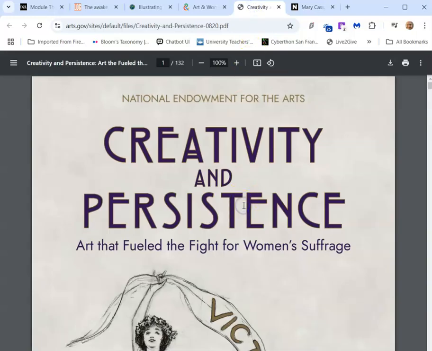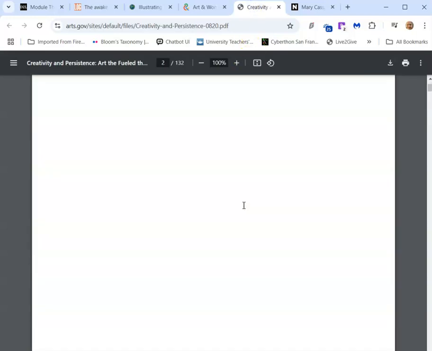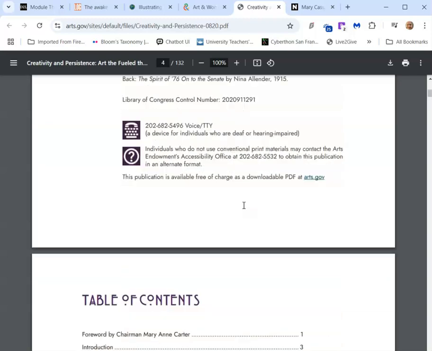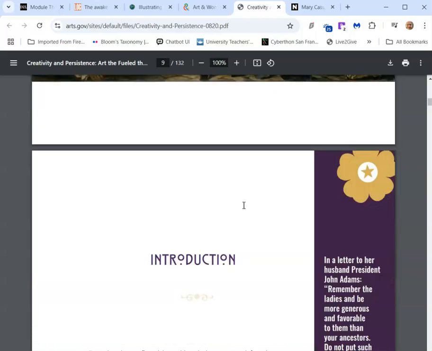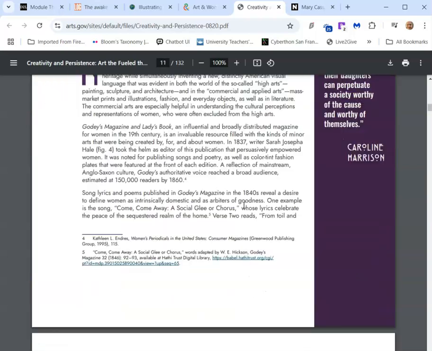Another one that's really great is the National Endowment for the Arts here in the United States. It's got some wonderful images and information in this particular publication that are just great. So I'm going to link this as well.